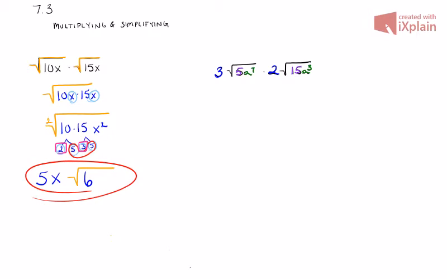Let's go ahead and start cleaning this up. Outside numbers can be multiplied together to give me 6. And then underneath my square root, I'm just going to write my purple numbers together because, again, I might have to do prime factorization.